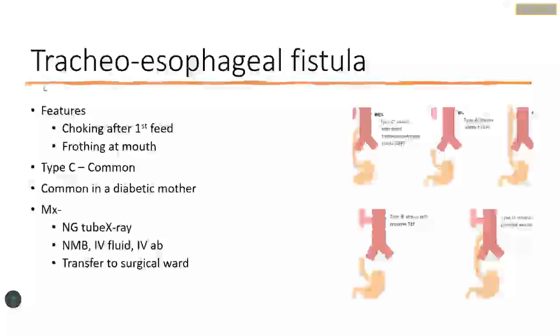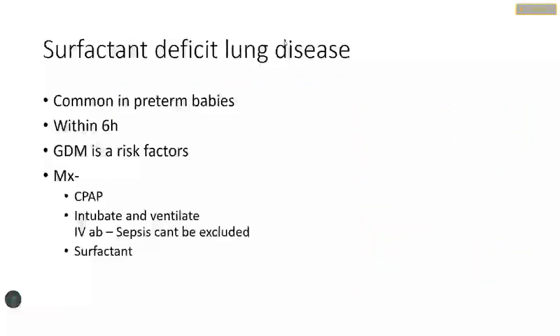Then the next condition, tracheoesophageal fistula. Surfactant deficient lung disease has another name, hyaline membrane disease. That is an old name. We are no more using that name. Now the name is surfactant deficient lung disease. I'm not sure whether it is also called respiratory distress syndrome.